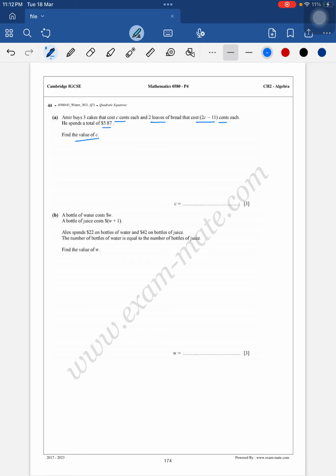Now here in this question, for the 3 cakes, the value will be 3C. And for 2 loaves of bread, the value will be 2 into 2C minus 11 cents. And the total will be $5.87. But since the question has the values of cake and bread in cents, I will convert $5.87 into cents. So 5.87 into 100 will be 587 cents.